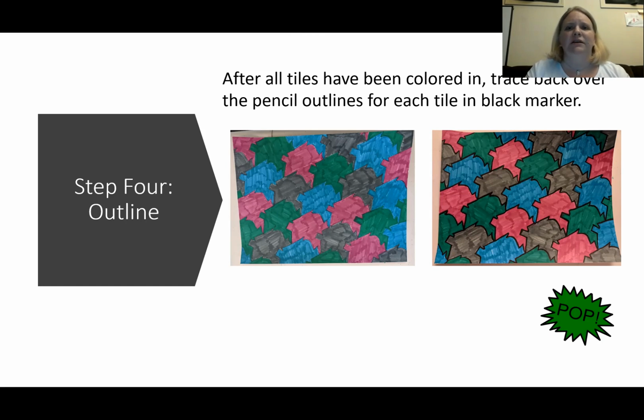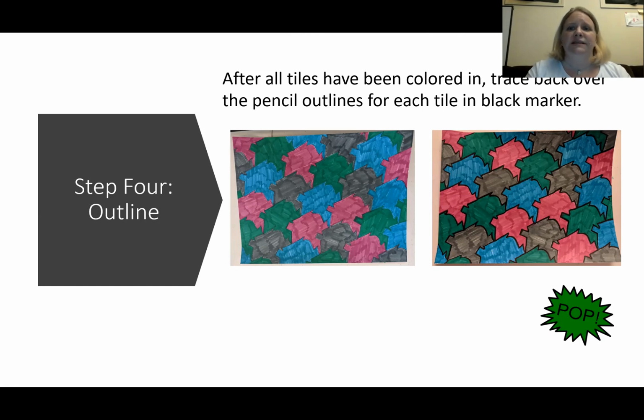You're going to notice that there's just a little peekaboo of some of the colors because that's where the tessellation slid off the page. So you have this beautiful piece of work that hopefully you're really proud of. My last thing is that you need to go back and outline each tessellation in black. That's where you need that black marker.